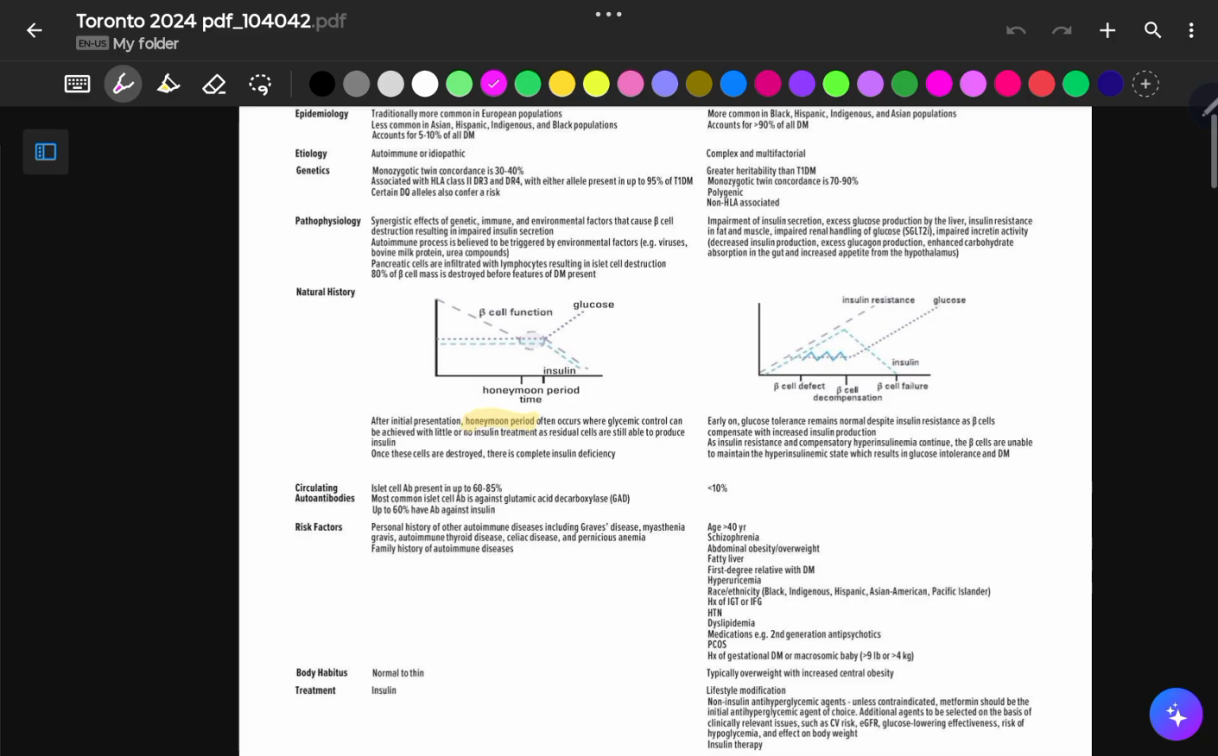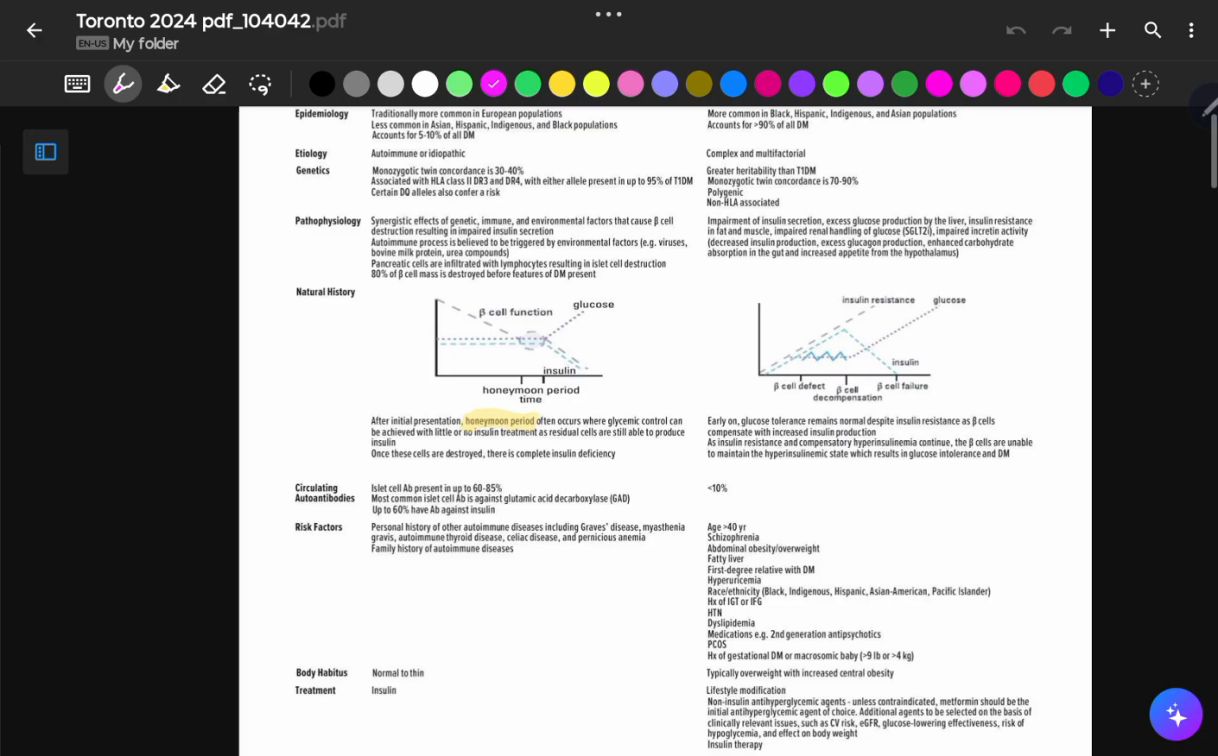So islet cell antibodies are present in up to 60 to 85%. If you test these patients, for circulating autoantibodies you are going to find islet cell antibodies present in up to 60 to 85% of patients who have type 1 diabetes. The most common islet cell antibody is against glutamic acid decarboxylase, and up to 60% have antibodies against insulin.